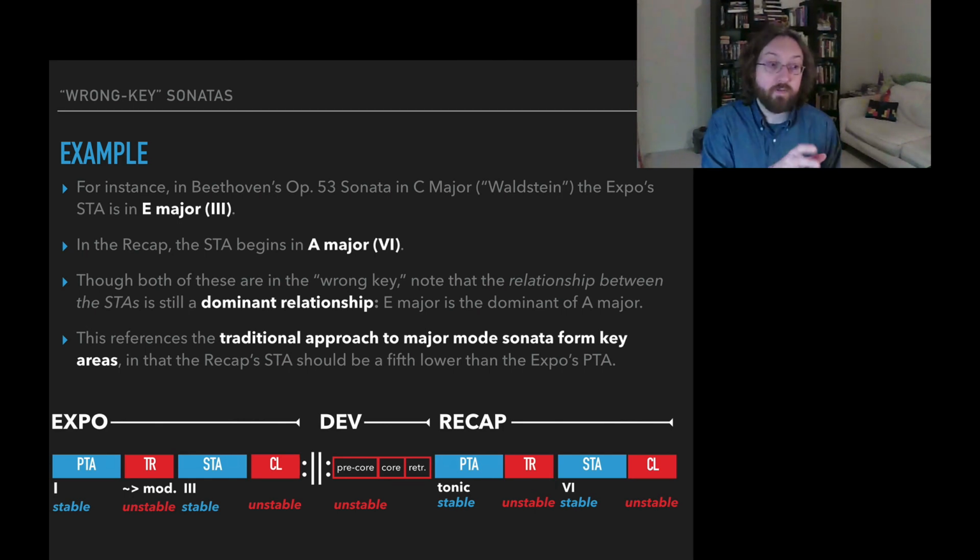Not all of them work this way, some of them work slightly differently. But we'll often see that if a quote-unquote wrong key is used, there will be some aspect of sonata form that helps tie everything together.